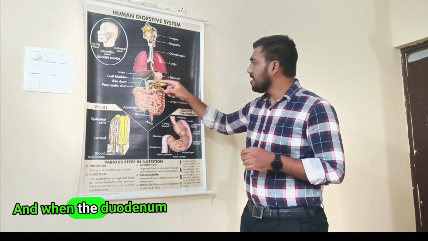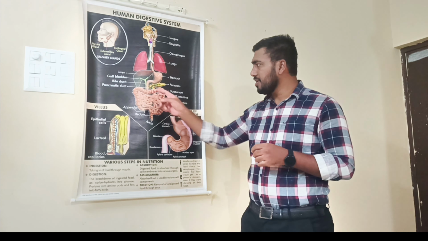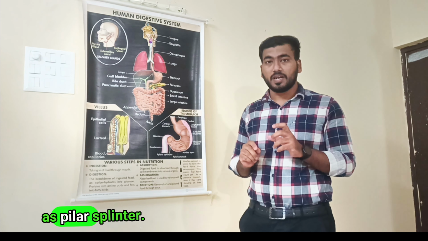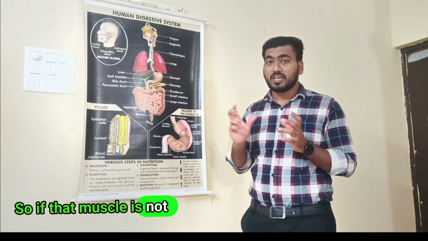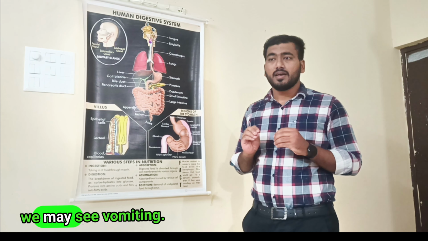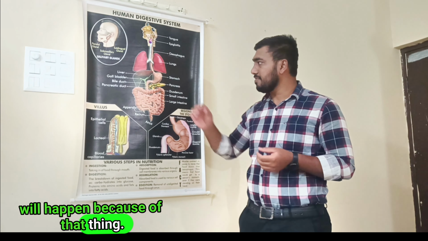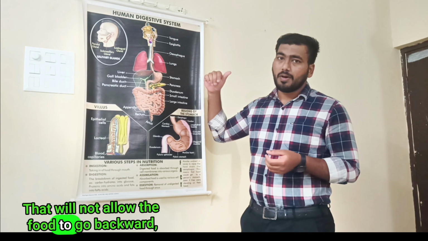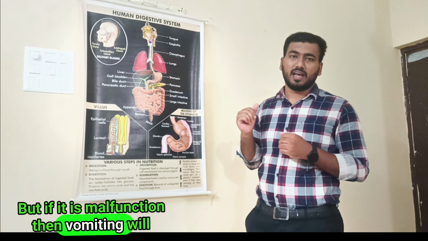And at the end of the stomach, near the duodenum, there is the pyloric sphincter. There is also one muscle here. If that muscle is not working properly, then we may feel vomiting. Vomiting will happen because of that. That muscle will not allow the food to flow backward. But if it malfunctions, then vomiting will happen.